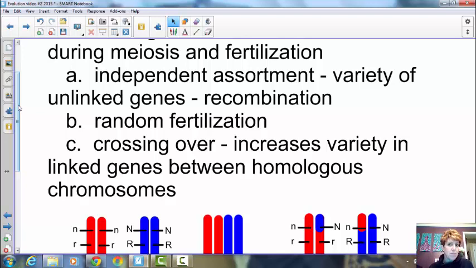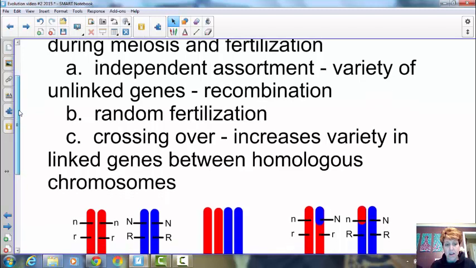The next one's random fertilization, and these aren't really in any sort of order. Random fertilization would come last. Random fertilization means you never know which sperm is going to fertilize that egg, and each sperm is unique and each egg is unique, so that is why siblings look different. There's always this unique combination, even though the 2 parents are the same.